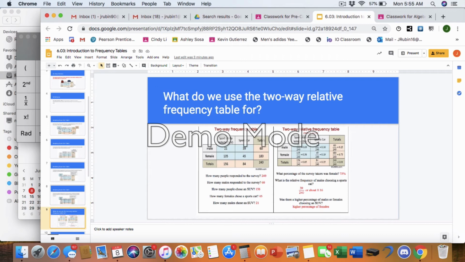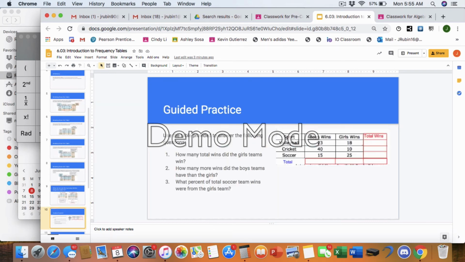So we could use the frequency tables for two things. We can get total counts, frequencies or tallies. And we could also use it to get probabilities or relative frequencies. So either one is possible. You can get probabilities from numbers, and you can get actual counts from probabilities.